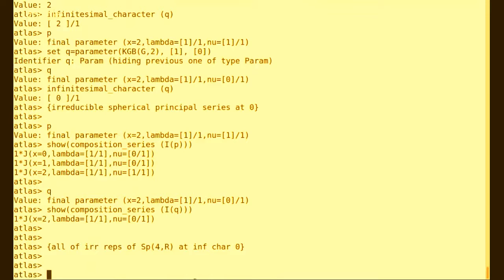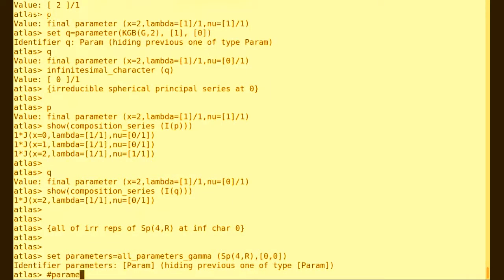So I don't know, what's the answer? Let's set parameters equal to all parameters gamma of Sp(4,R) at infinitesimal character 0. How many are there?